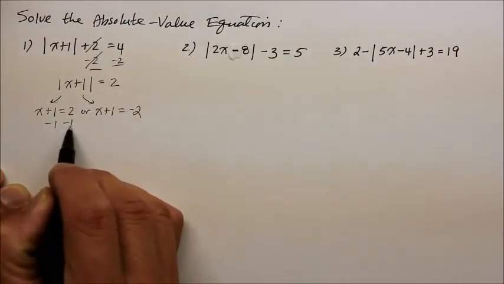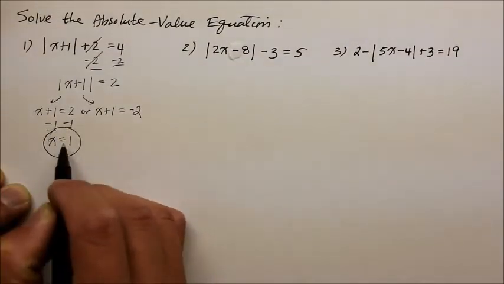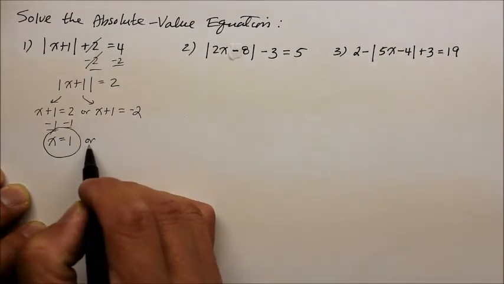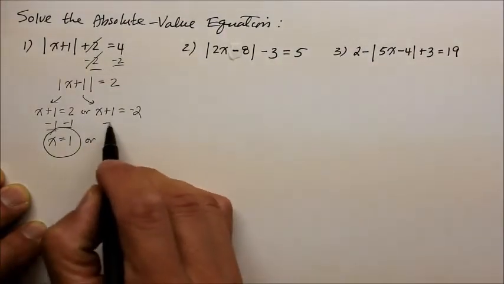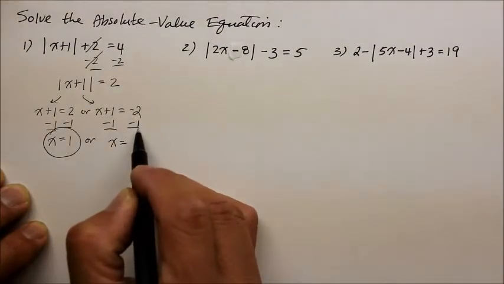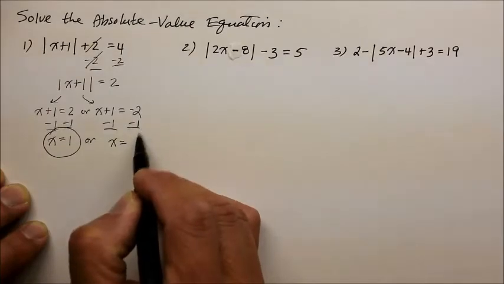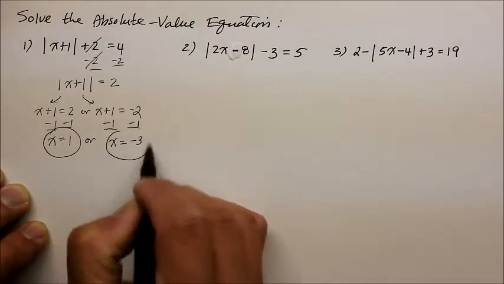So solve this guy. Minus 1 from both sides of the equation. X is equal to 1. That is one of the possible answers. And you have to say or. Minus 1 on this side of the equation, you get x is equal to negative 2 minus 1, which is negative 3. If you have negative $2 in a bank and you borrow 1 more, you owe the bank $3 total.